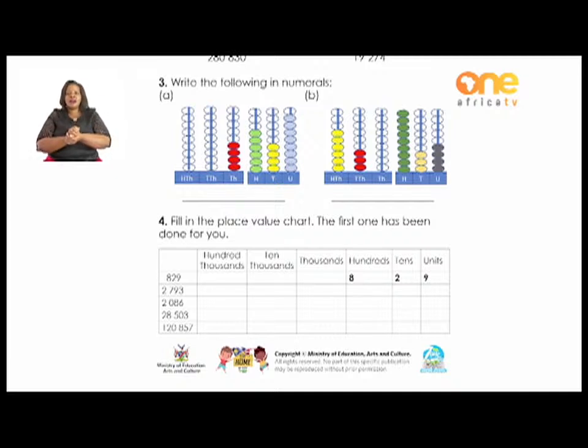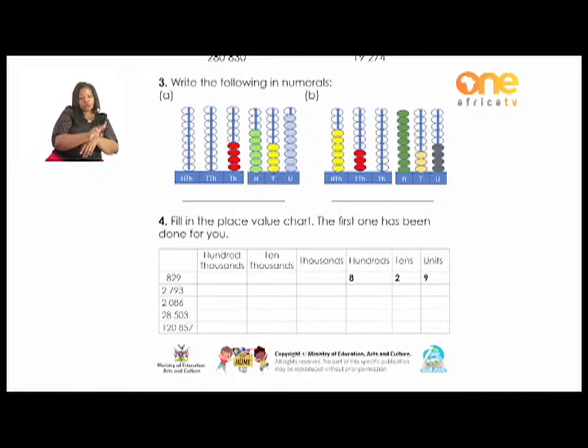Number 4, you need to fill in the place value chart. The first one has been done for you. If you look at the first one, it is 829. 9 will be in the place of units, 2 will be in the place of tens, and 8 in the place of hundreds. So you can do the rest in that table. It is easy. Remember to start at the unit. Remember to start from right to left.